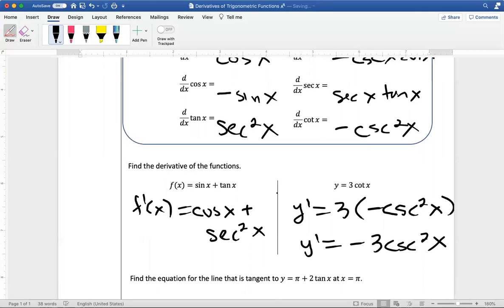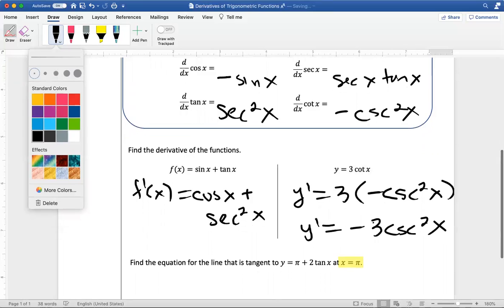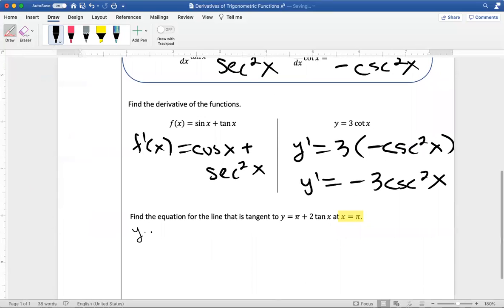Okay, another thing we do with derivatives is find the equation of a tangent line. Remember, to find the equation of a line, you need a point and you need a slope. This one tells us to find the equation for the line that is tangent to y equals pi plus 2 tangent x at x equals pi. So x equals pi is the x value I'm going to use. To find the point, I plug in pi for x, so I get y equals pi plus 2 times tangent of pi. Tangent of pi is 0, so I get pi. My point is pi, comma pi.